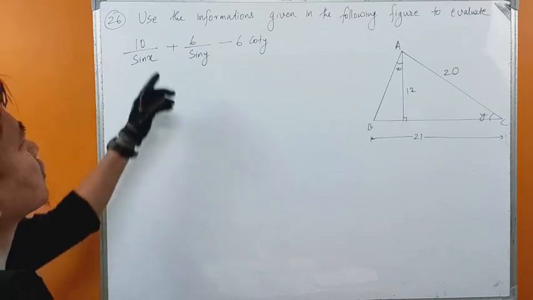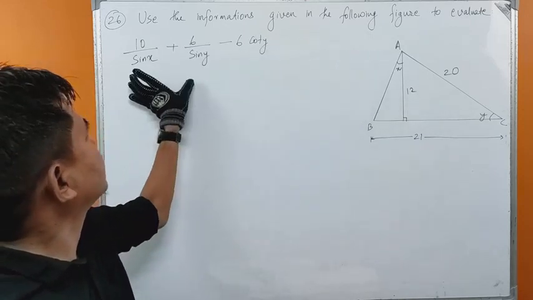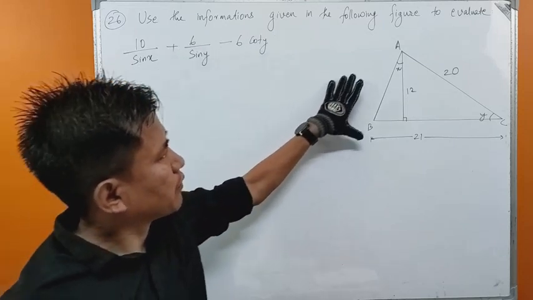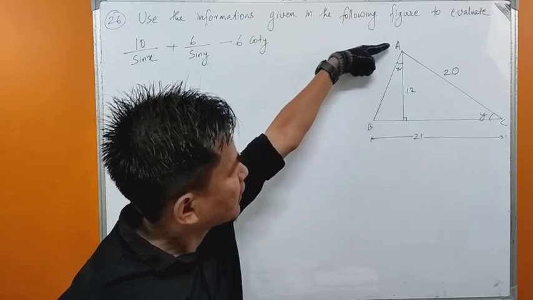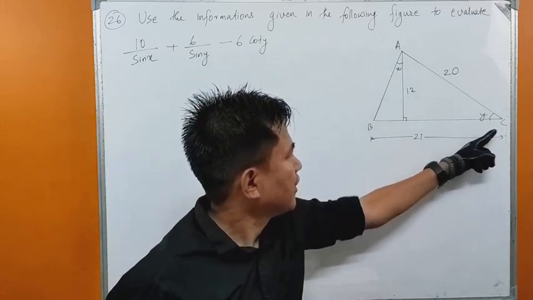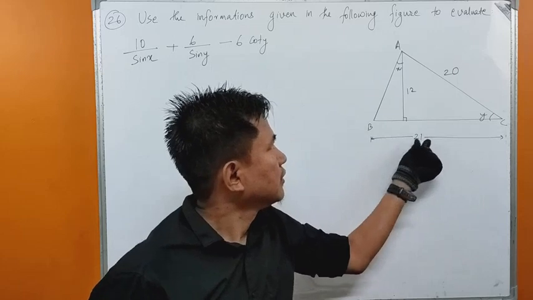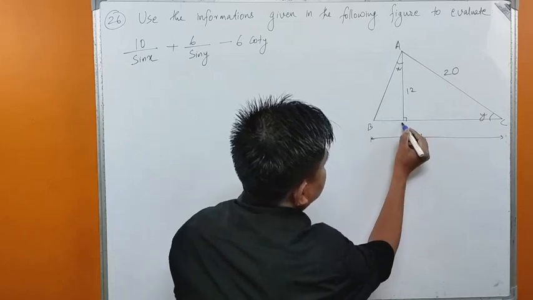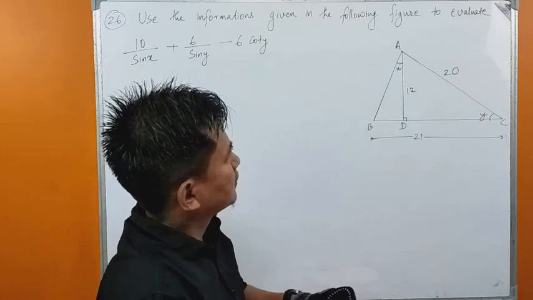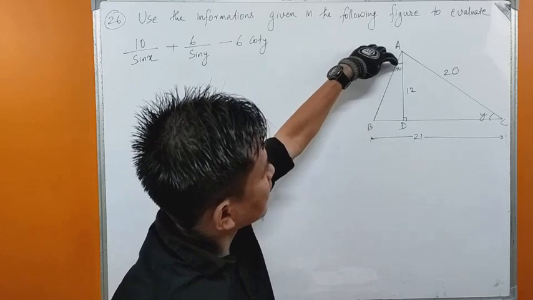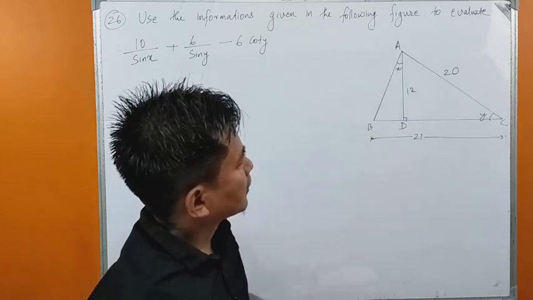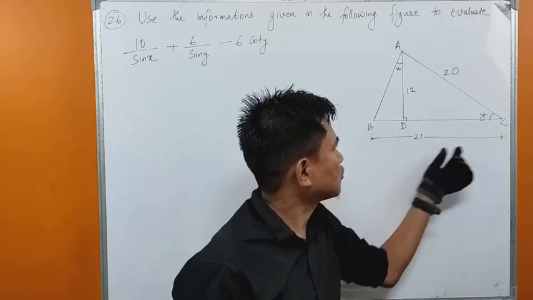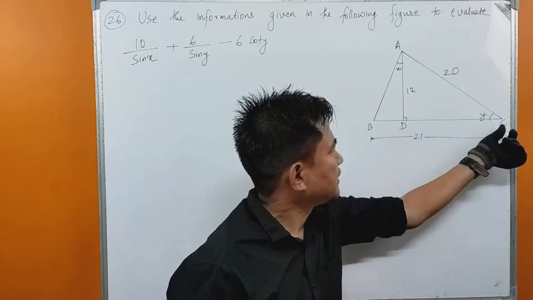Number 26, use the information given in the following figure to evaluate this, okay? 10 upon sin x plus 6 upon sin y minus 6 cot y. So we are provided with this figure, triangle ABC, okay? BC is given to us 21, AC is given to us 20, let us name this point D, okay? AD is 12, and this angle is X and this angle is Y, okay? So let us find DC first. BC is given to us 21, okay? Now let us find DC.